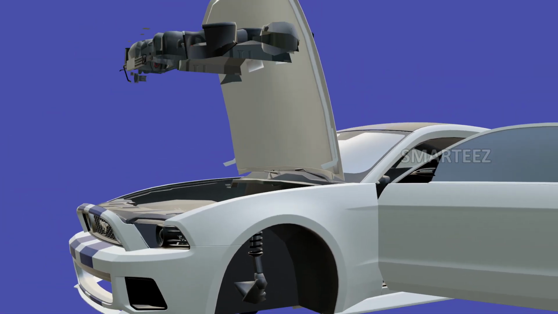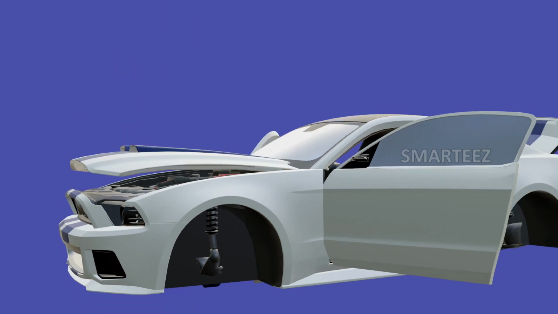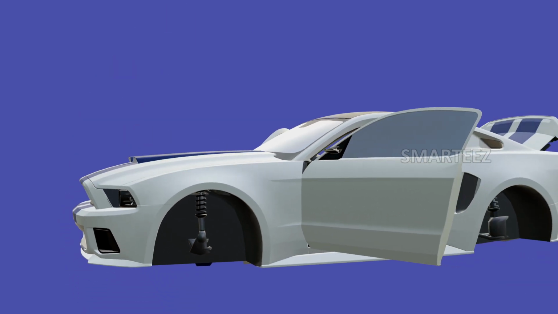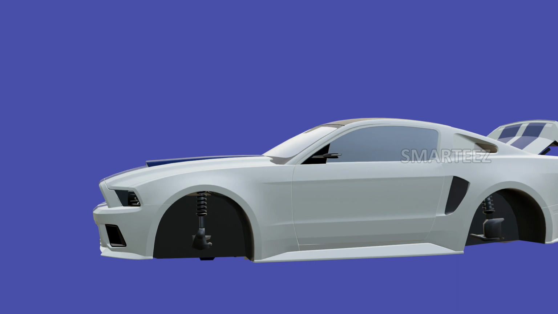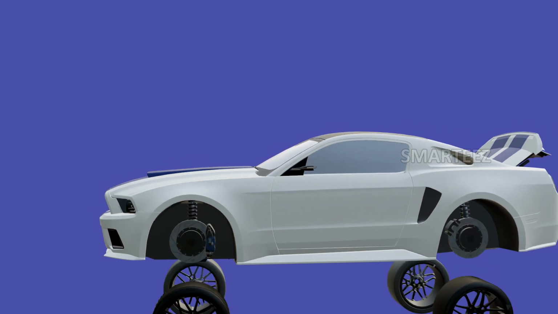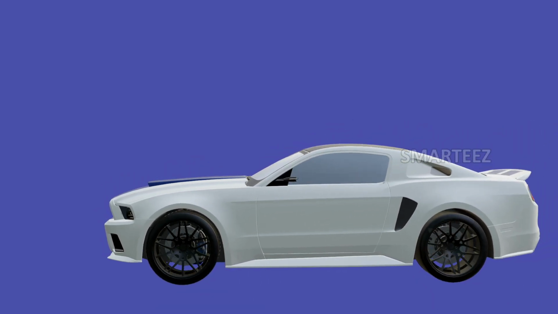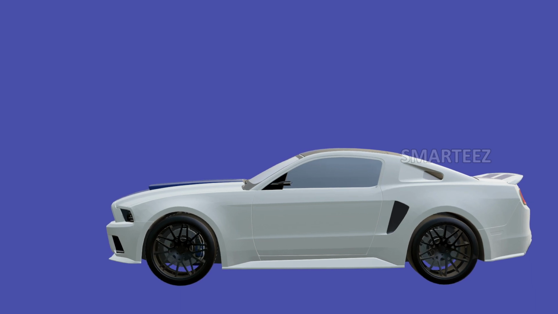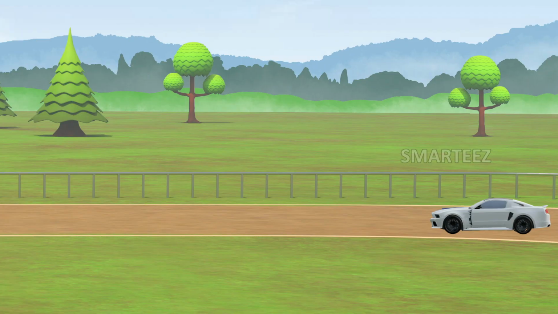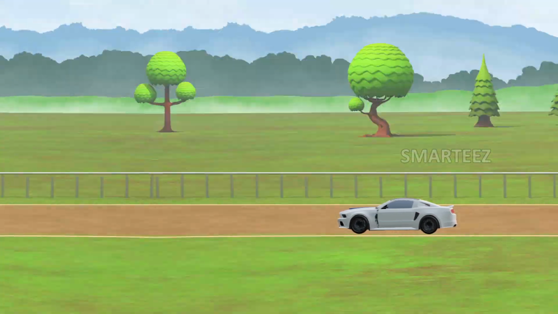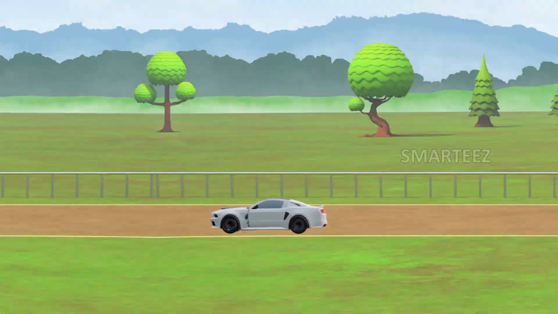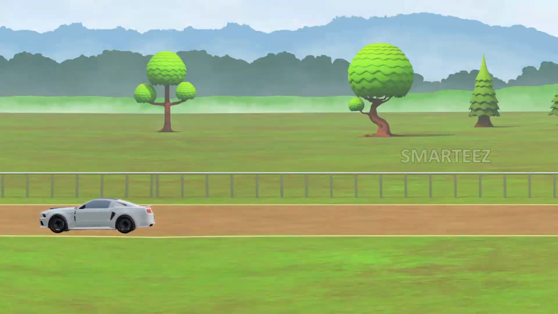Let's put these parts back on and assemble the car. Well, we have a car again. Let's take the car for a test drive around. Hope you liked it.